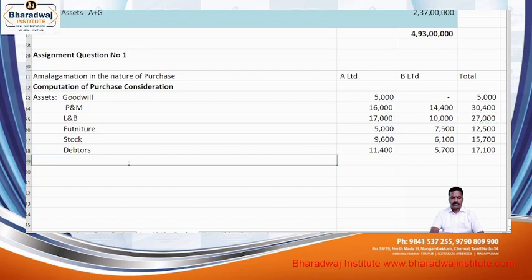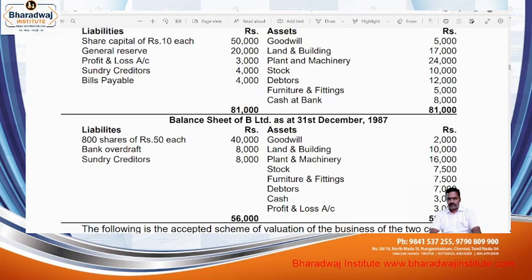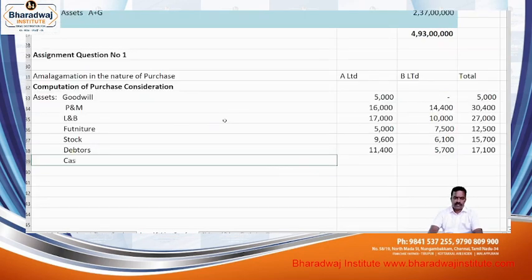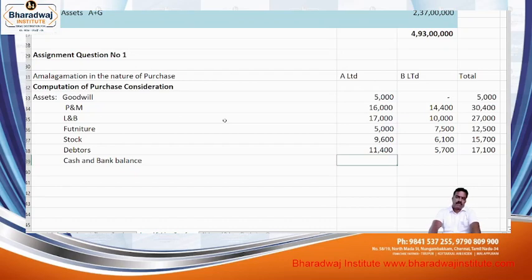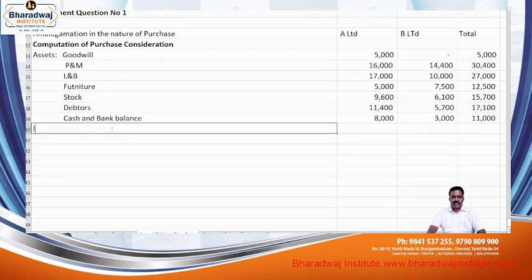Then which asset next? Cash and bank. Cash and bank balance for A Limited: 8,000. For B Limited. Total, less liabilities.